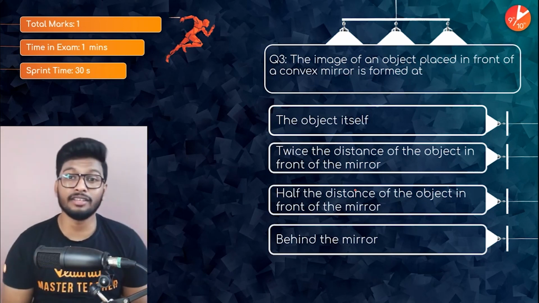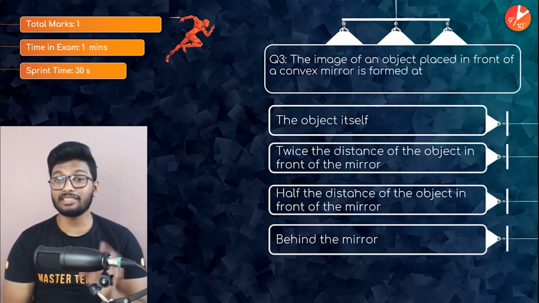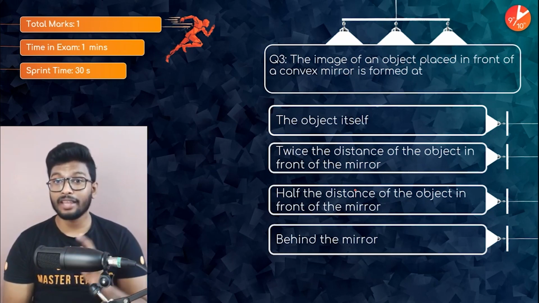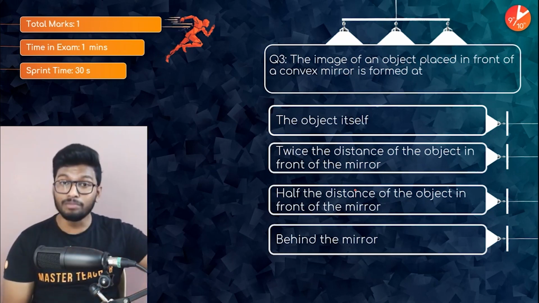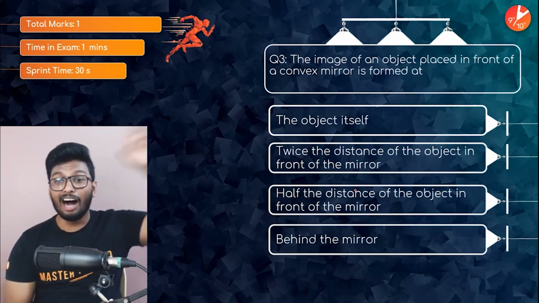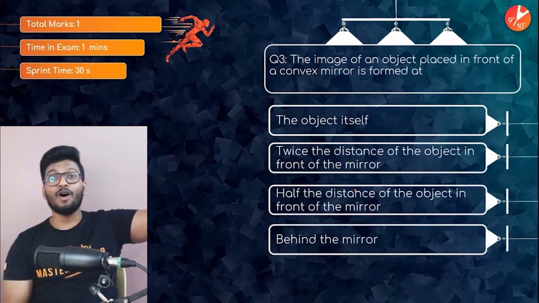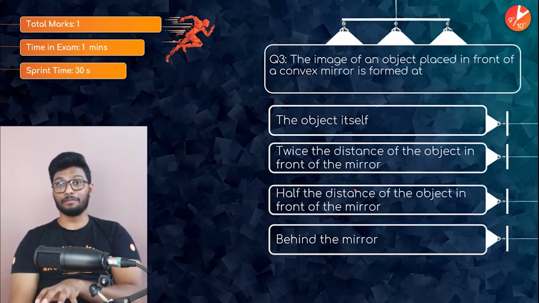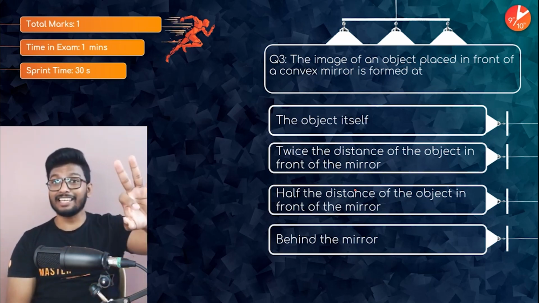Let me repeat the question. The image of an object placed in front of a convex mirror is formed at the object itself, twice the distance of the object in front of the mirror, half the distance of the object in front of the mirror, or behind the mirror. It's a convex mirror. 30 seconds, that's all.